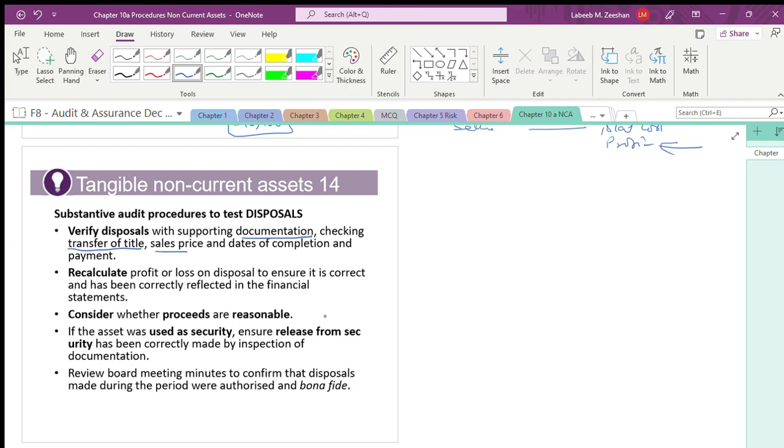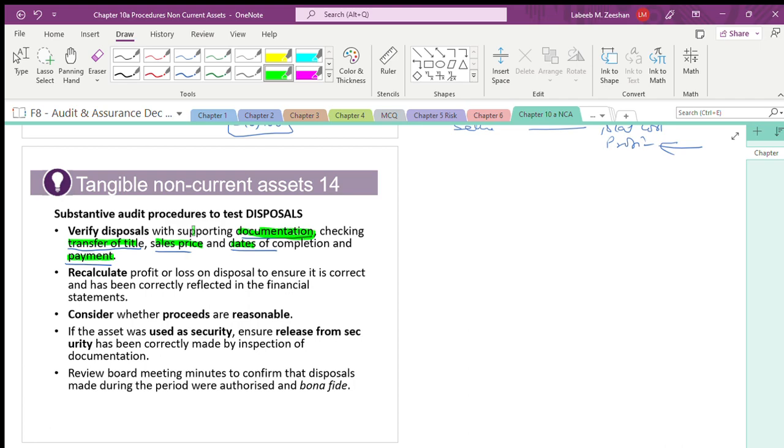You will have the sales price when you have done the sales and how much is the payment. First and foremost, we are talking in terms of documentation. We are talking in terms of transfer of title. Definitely there will be a sales price. You will have the dates and you have the payment. That is the first evidence we are gathering.